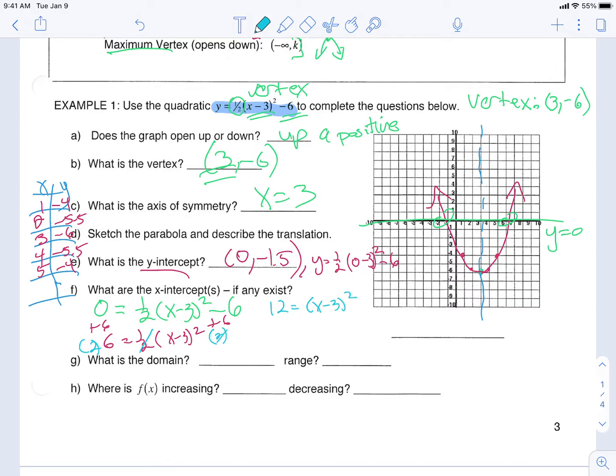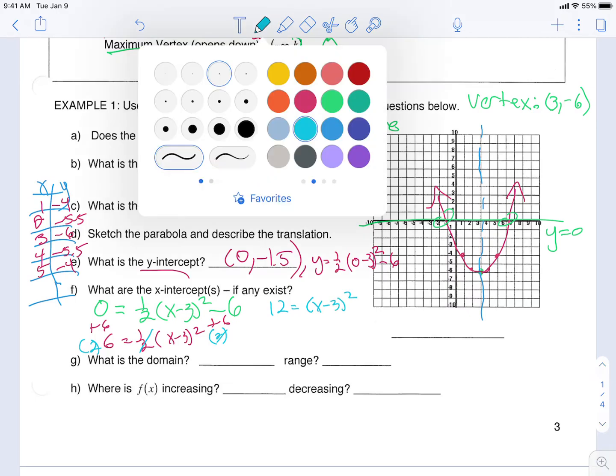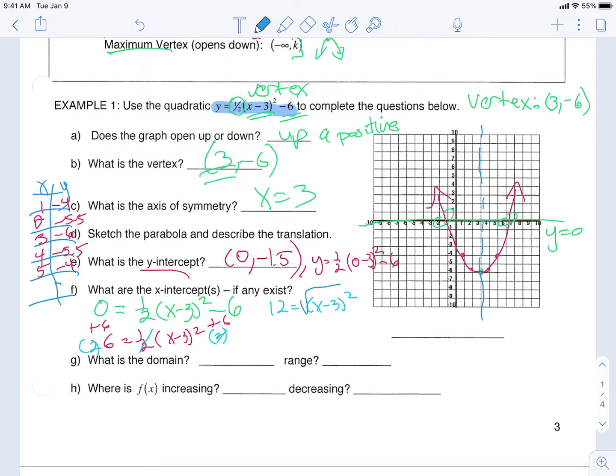I'm going to take the square root of both sides. So I'm trying to isolate that x term. Okay, so plus or minus, don't forget that. So now x minus 3 is equal to plus or minus the square root of 12. I'm going to add 3 to both sides to get x by itself. So x is equal to 3 plus or minus the square root of 12. And I'm going to simplify this root 12. So x is equal to 3 plus or minus 2 root 3.